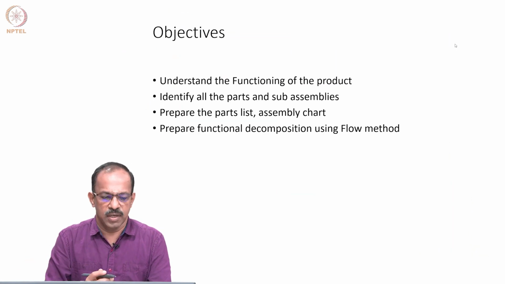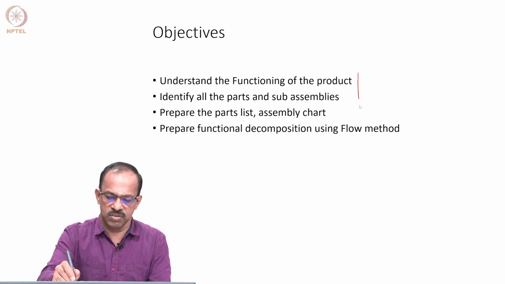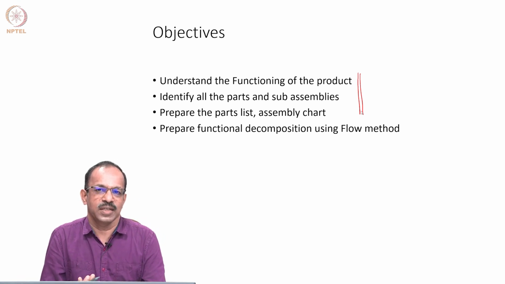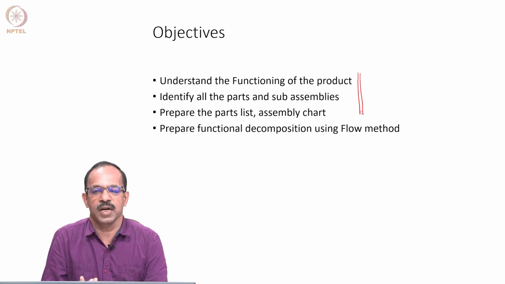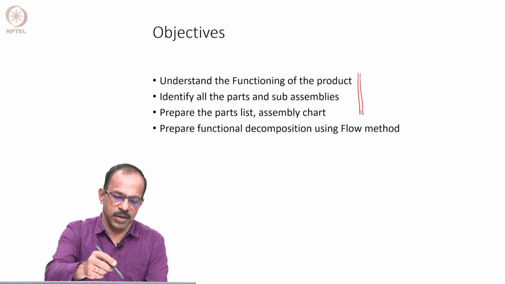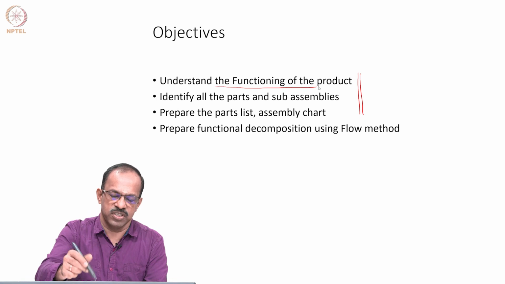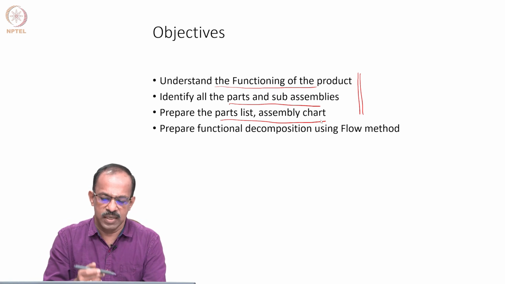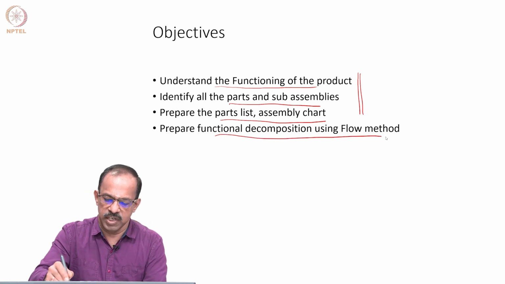So let us look at the main objectives of this exercise. Like any other exercise, the primary purpose is for you to go through the product and understand the different parts of the product and how these parts contribute to the main function of the product. You will go through the product, understand its functioning, identify all the parts and sub-assemblies, prepare the parts list and assembly chart, and then prepare a functional decomposition using the flow method.